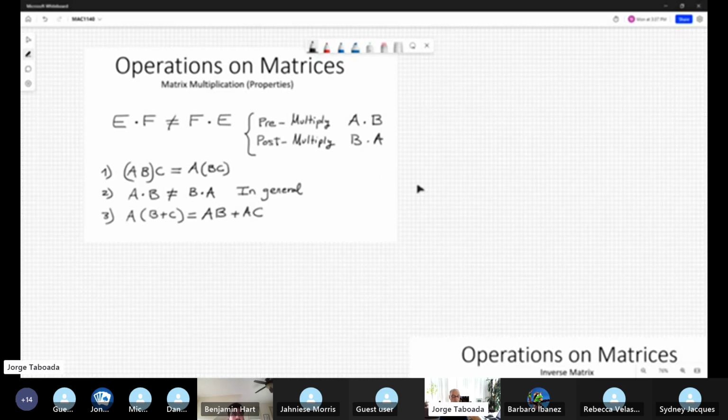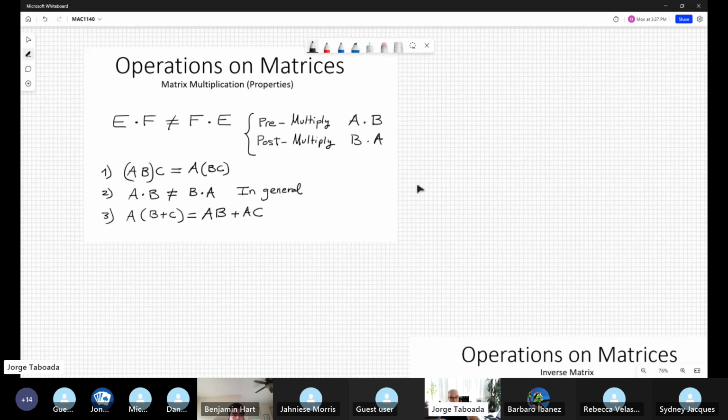Look, in general, matrix multiplication is not commutative, so you define pre-multiply and post-multiply. This idea is clear, and I will use it in the future, not in another lecture but in this lecture: pre-multiply and post-multiply. This is important. So the first property is associative.